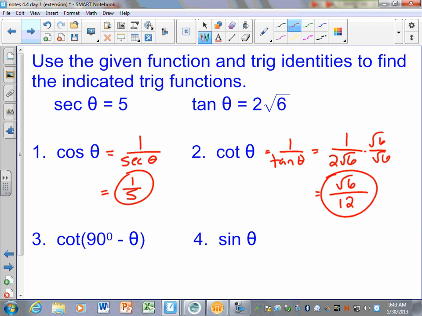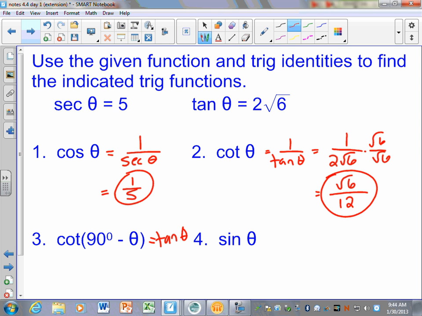Number 3, when you see something like number 3, it should remind you of what we just wrote out. Co-functions of complementary angles are equal. So if I see something with 90 degrees minus theta, that probably means I want to use one of those things that we just wrote out. What did we say this equals? The cotangent of 90 degrees minus theta is always going to equal what? Just tangent of that angle.